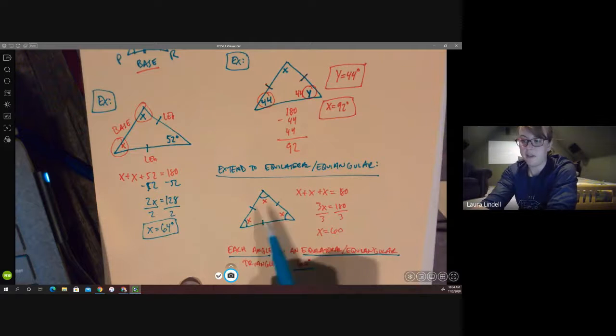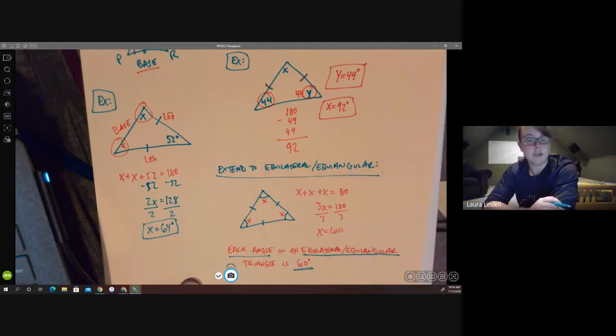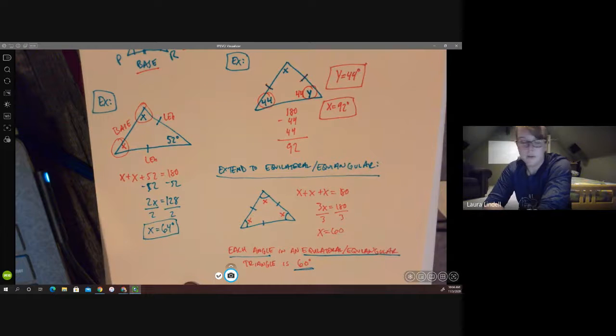So whether these sides are all 10 or whether they're all 100 or whether they're all 1,000, every time for an equilateral or equiangular triangle, the angles are always 60. Every single time. So that's kind of a convenient fact, something that's nice and easy to use. So anytime you see an equilateral triangle, you can always label the angles as 60.